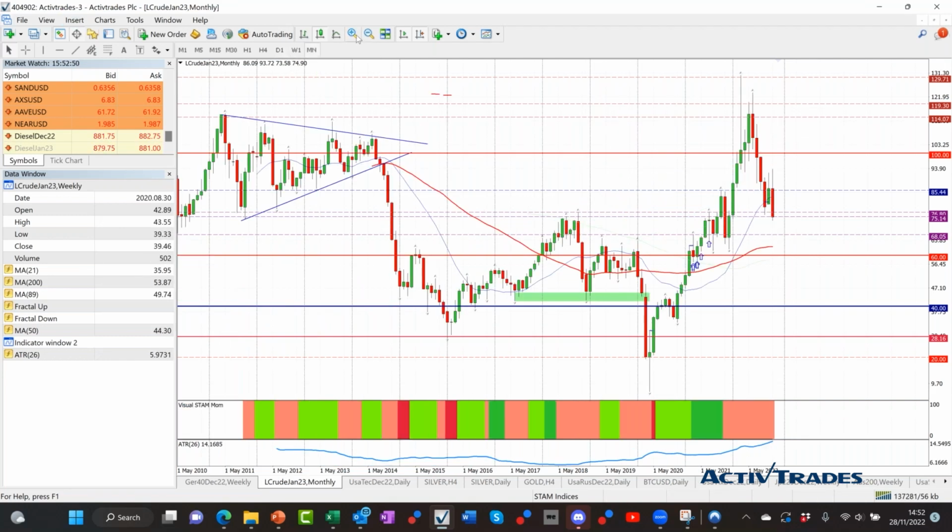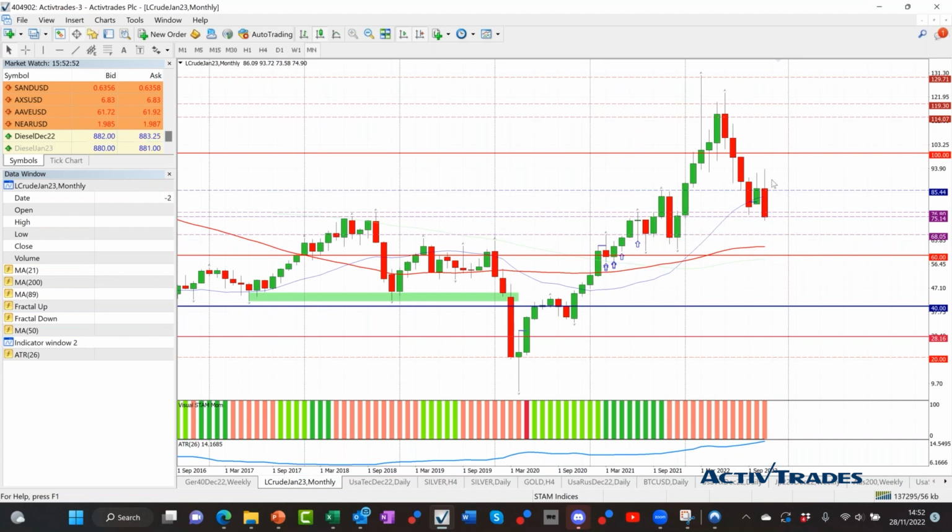If I go into the monthly chart, we can see that it's a very bearish candle there, okay? It's engulfed the previous candle. Unless there's a major turn, it's going to close lower than the previous candle. It's not a very bullish movement.